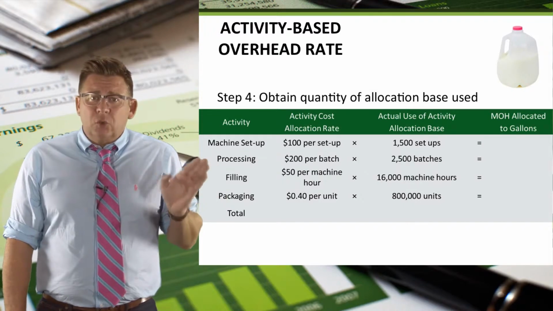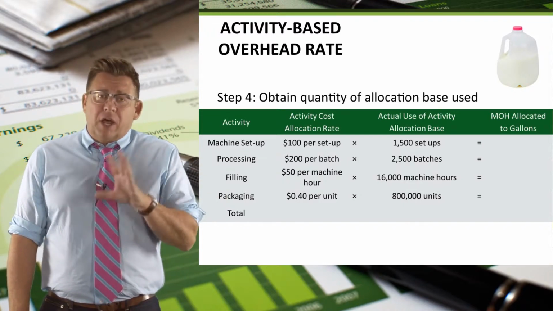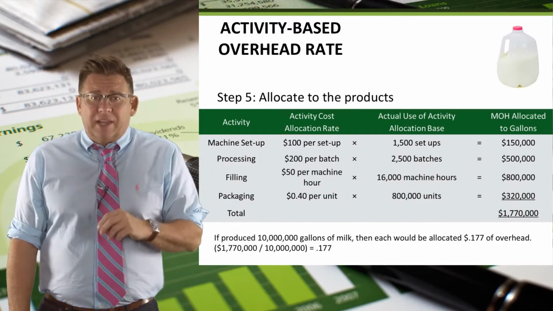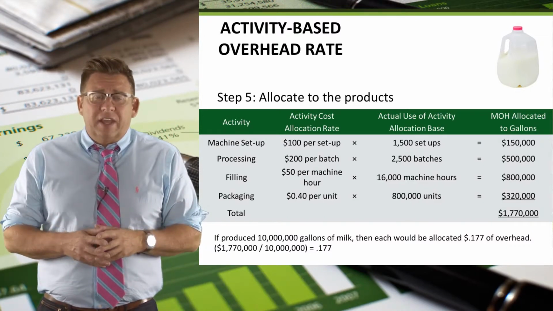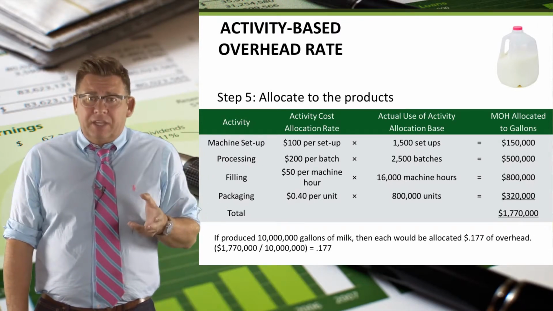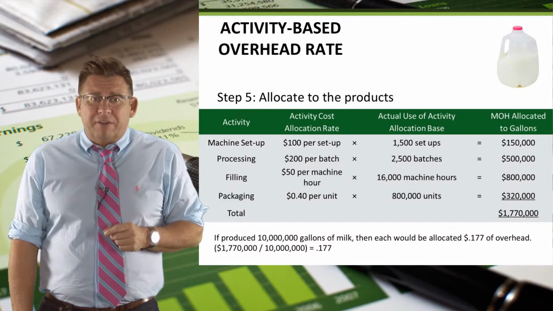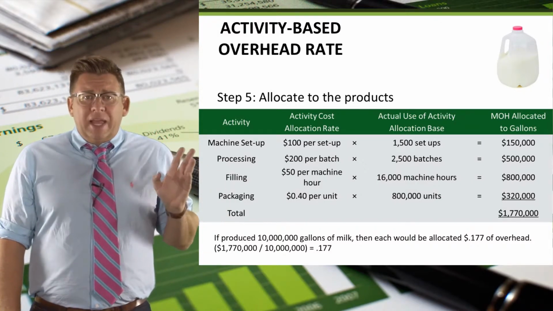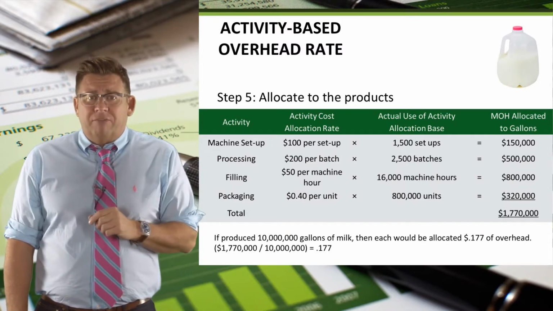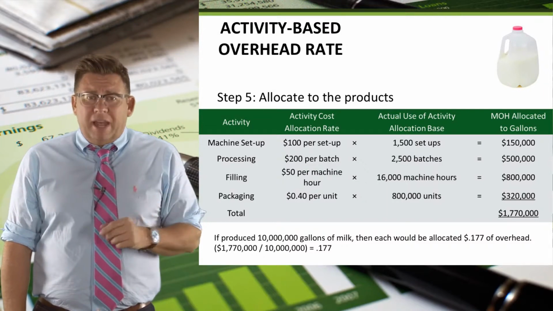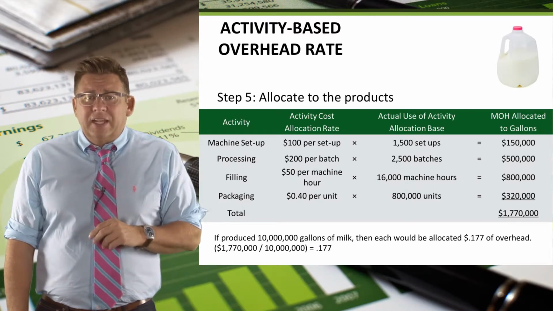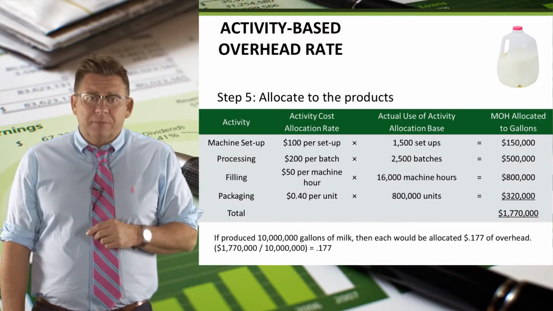Another way to look at that third step is to put the information into a table as I've shown here. Then we can enter the actual numbers of activity used by a certain product or product line. The fifth step is to allocate overhead to the products based on the amount of actual activity they have used. For example, products that have used more of the packaging and labeling activity will be allocated more of the overhead from that function. So in this example, gallons of milk are allocated $1,770,000 of the $2.5 million of overhead. Assuming we manufacture 10 million gallons of milk, then each gallon would be allocated 17.7 cents of overhead.